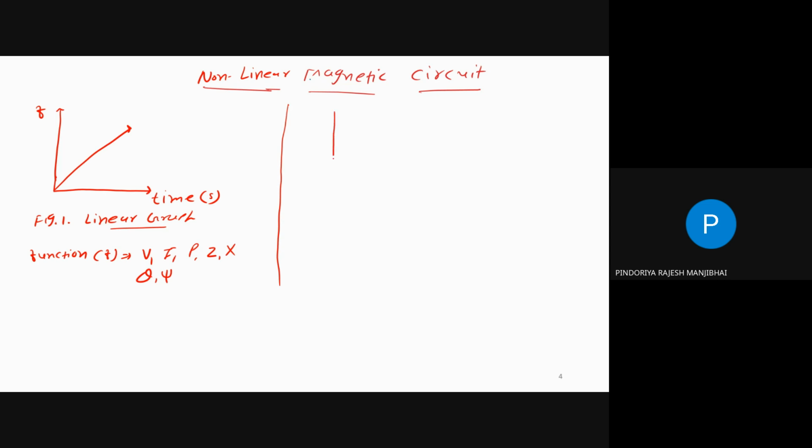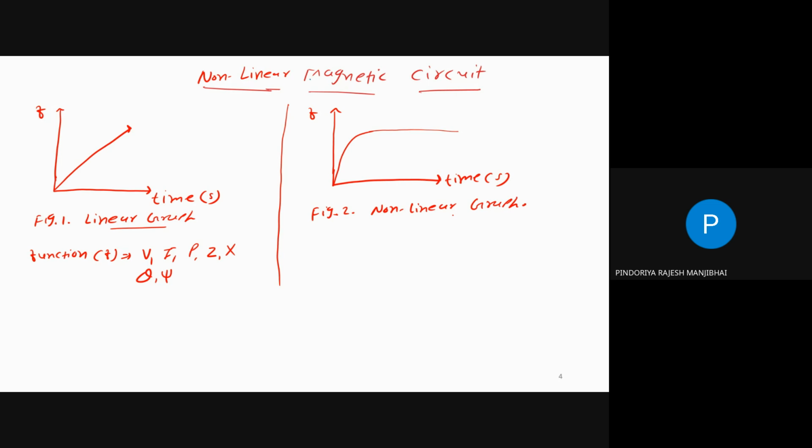The same graph we can plot. On the x-axis is time, with the unit in seconds, and on the y-axis is the function. Non-linear means it is not a straight line. It increases and then curves like this. So this graph is non-linear, correct? This is figure 2, the non-linear graph. The function may be time, voltage, current, any function.